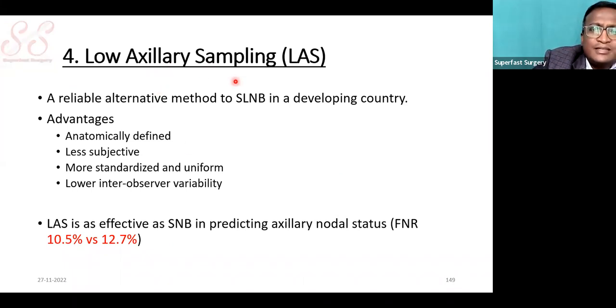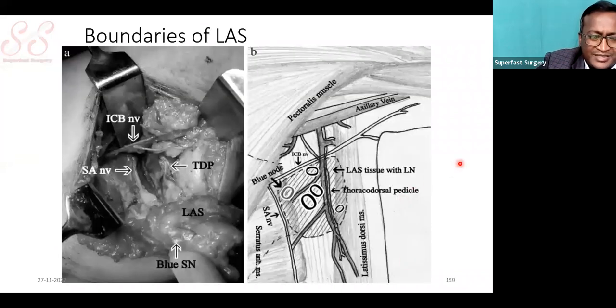Now, low axillary sampling. What is low axillary sampling? It was basically developed by Tata Memorial Hospital, TMH. In a low resource setting, when you do not have radiocolloid or sentinel lymph node biopsy, we can use this method of axillary sampling, where we remove the nodes which are below the intercostobrachial nerve. It is anatomically defined, less subjective, more objective, more standard, more uniform, without inter-observer variability. And the false negativity rate is similar to standard SLNB.